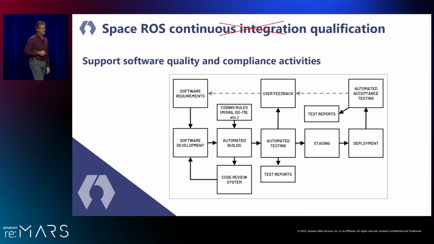And I mentioned the software quality and compliance activities. This is a detailed chart, but the idea is that there are automated builds, and there are the coding rules that we're analyzing using the tools, and feeding that back. We've got automated testing, generating reports, and so we're feeding into the acceptance testing.